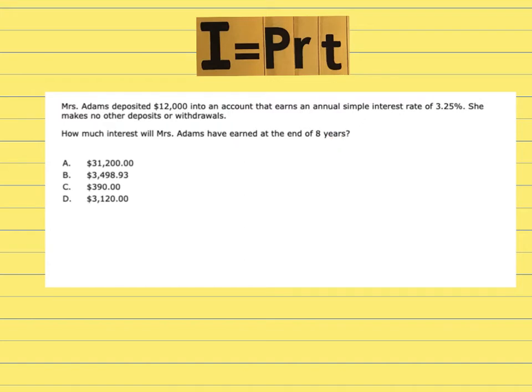The first thing I need to do is go through and identify, am I doing simple or compound interest? So this says annual simple interest rate of 3.25%. So that is my letter R. The amount of money I started with was what she deposited, which was $12,000. That's letter P. And the amount of time was 8 years. I can put my formula down. I equals PRT.